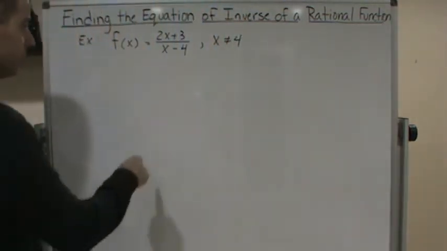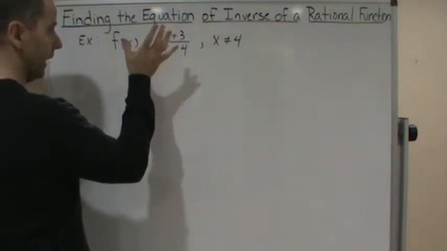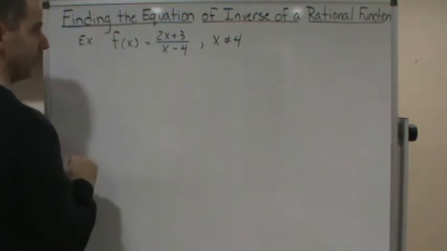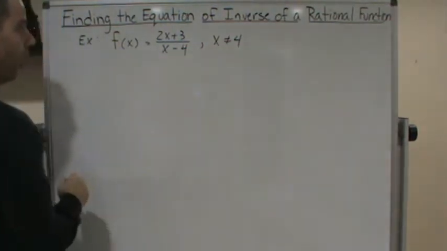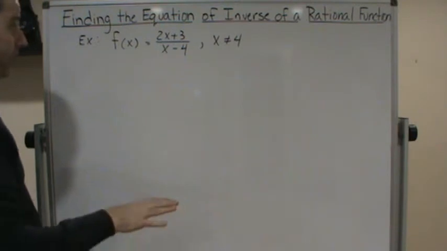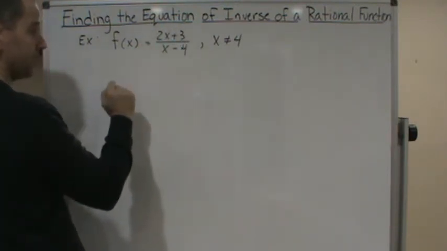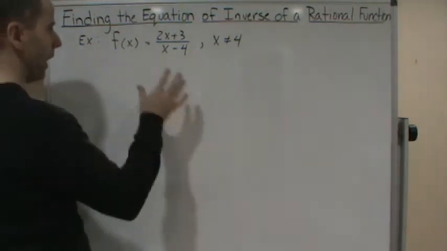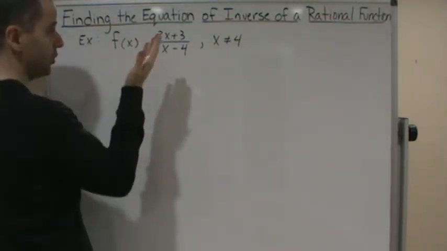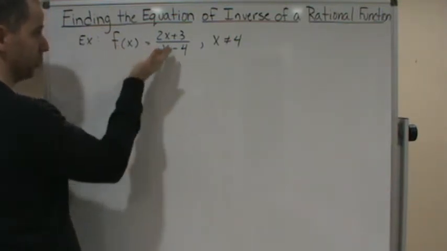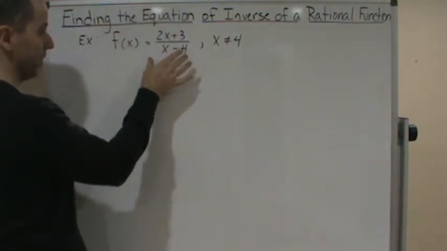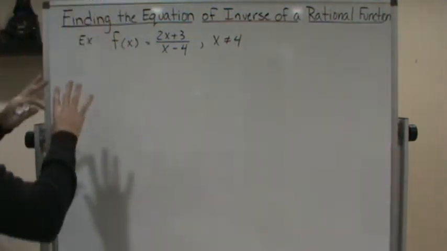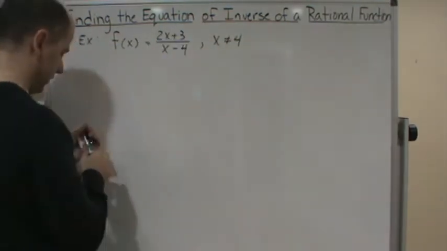Okay, so one thing is we know we're going to have a vertical asymptote at x equals 4, right? That's why x can't equal 4. There's a vertical asymptote there. But also realize that there's a horizontal asymptote at y equals 2. So guess what? Right away I know that 2 is not in the range of this function. That's going to be important later, okay? So keeping this in mind, let's start.